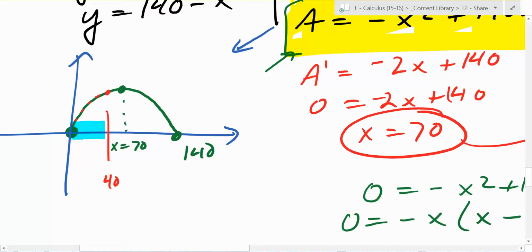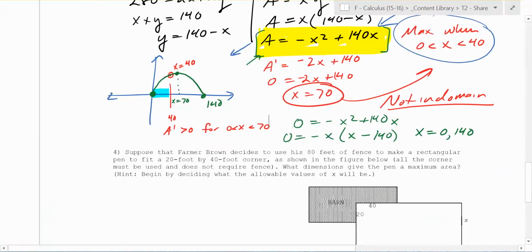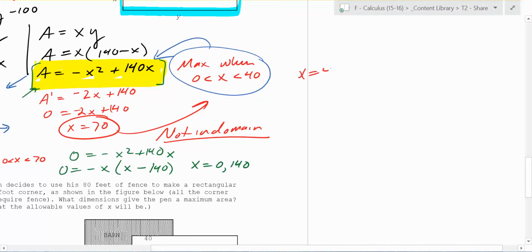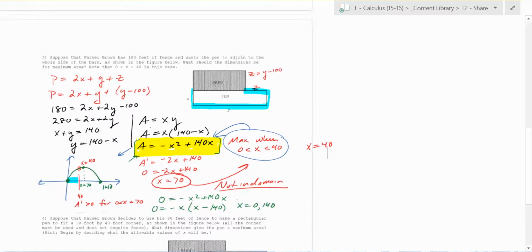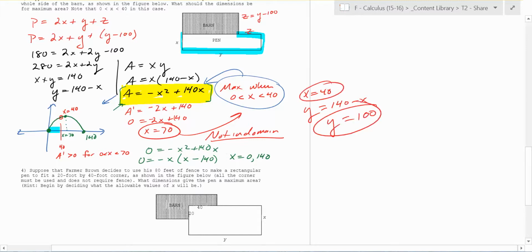It's going to occur at x equals 40 because the derivative is greater than 0 for x between what and what? The derivative is positive between 0 and 70. So between 0 and 70, it's increasing. So from 0 to 40, where is it highest? At 40. So it's going to be when x is equal to 40. The question asks, what should the dimensions be? So if that's true, we know that y is equal to 140 minus x. So what does y equal? 100. So the answer to this question is 40 by 100.